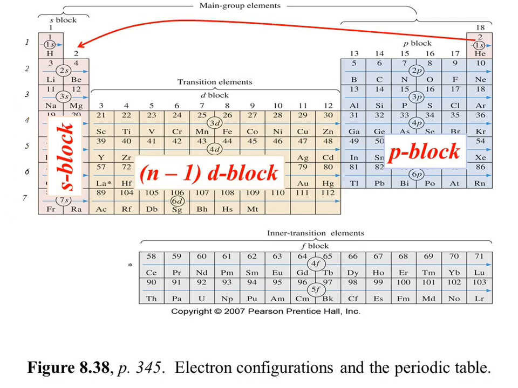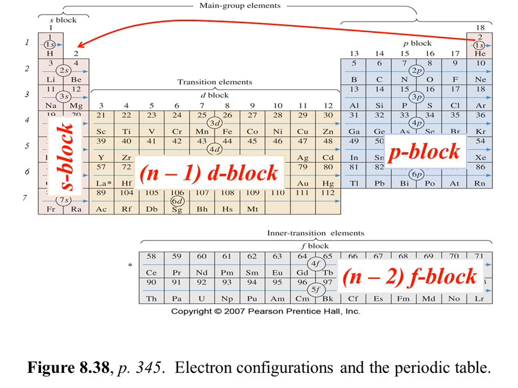Here we have D block, but notice it's n minus 1. The reason is, if we look at what's happening here, all of these elements are in the 4th period, but when we're adding D electrons, it's in the principal energy level n equals 3. It's 4 minus 1, or 3. The others are covered up, but down here we're adding electrons in 6D, even though they're in period 7.